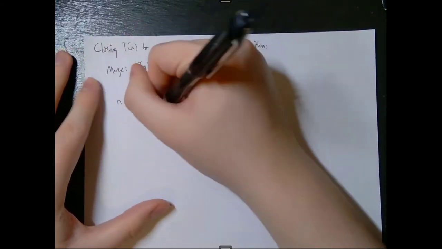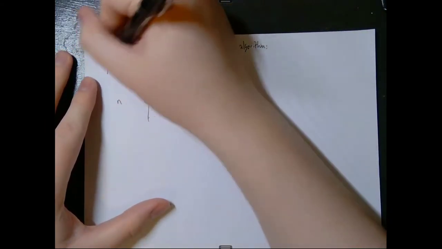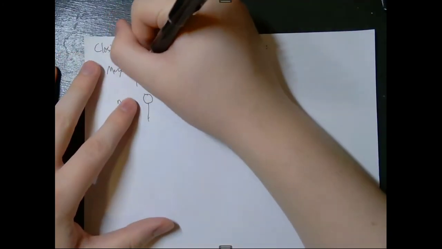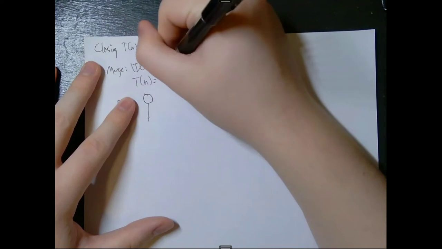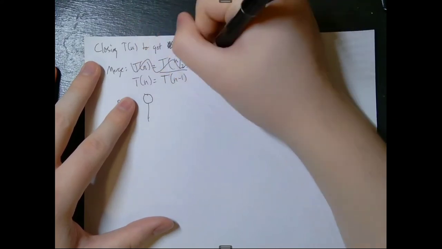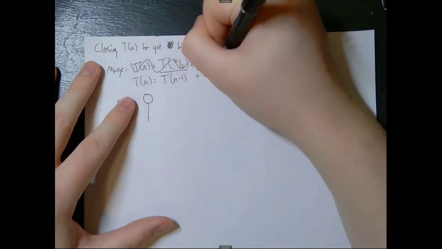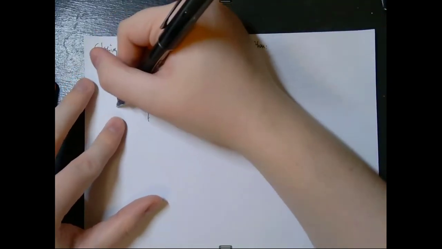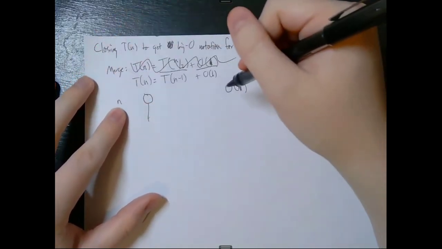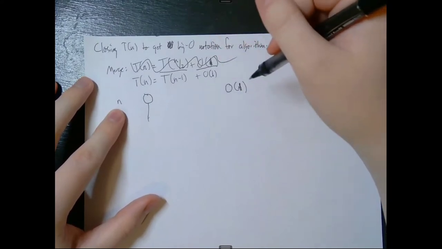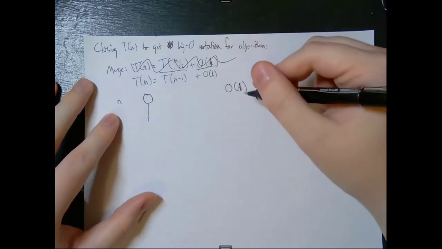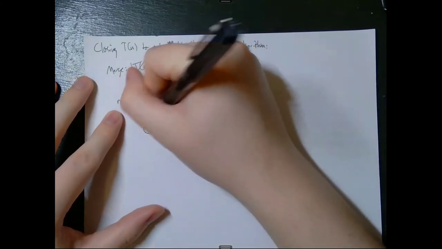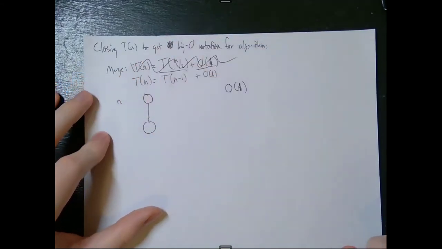And then what merge does... Oh, my apologies. I totally wrote down the wrong one. Merge is going to be T of n equals T of n minus 1 plus O of 1. I'm so sorry about that. But anyway, what I'm going to do is write out n. n is our initial starting problem size. We're going to do O of 1 here. And then we'll handle the recursion by going down a level in our tree.